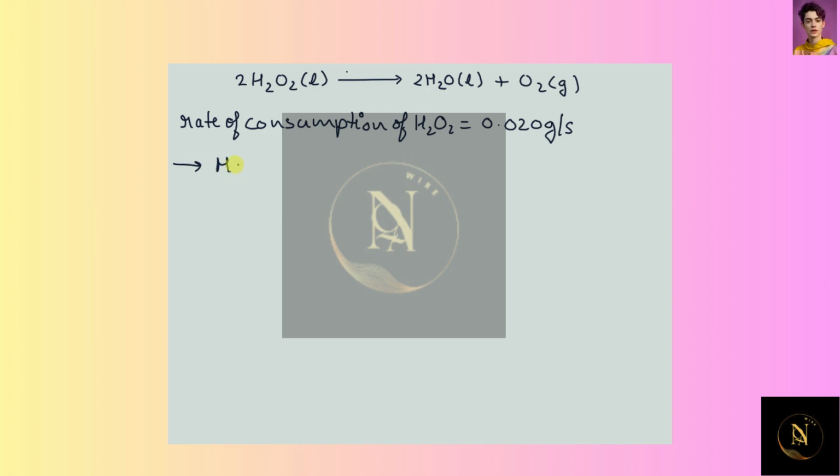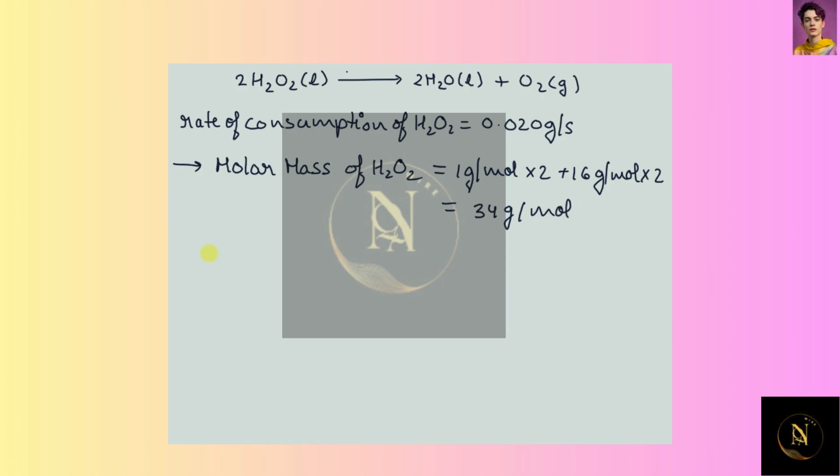First we'll calculate the molar mass of the H2O2, which is equal to, so here the hydrogen has the atomic mass of 1 gram per mole multiplied by 2, plus the atomic mass of oxygen, which is 16 gram per mole multiplied by 2. So by calculation it is equal to 34 gram per mole. And let's also calculate the molar mass of the oxygen, which is equal to 32 gram per mole.